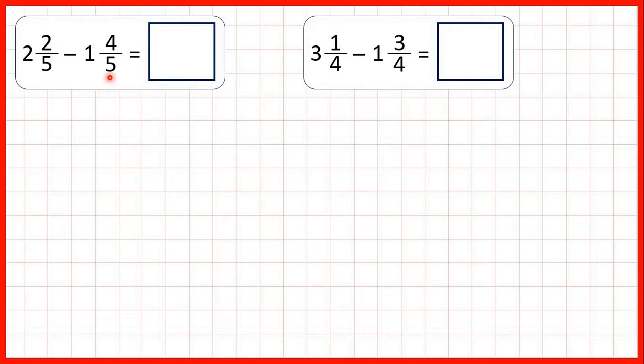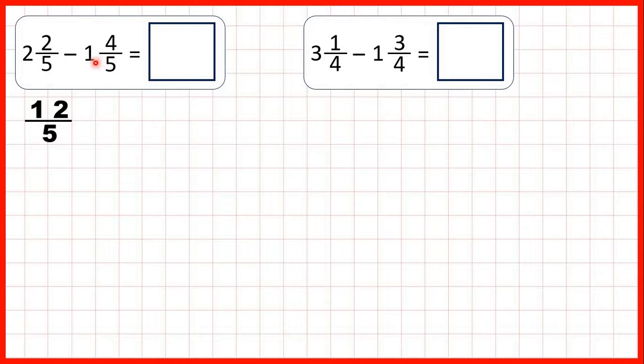Now here we're subtracting mixed numbers, but this time we're going to subtract by changing both mixed numbers in the question into improper fractions. So first we have 2 2/5 minus 1 4/5. So we can change 2 2/5 into an improper fraction. 2 times 5 is 10, and then 10 plus 2 is 12. So as an improper fraction, 2 and 2/5 can be written as 12/5.